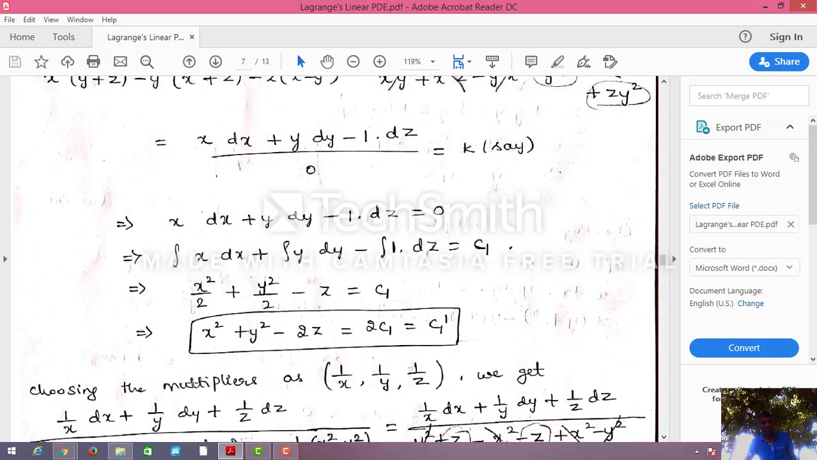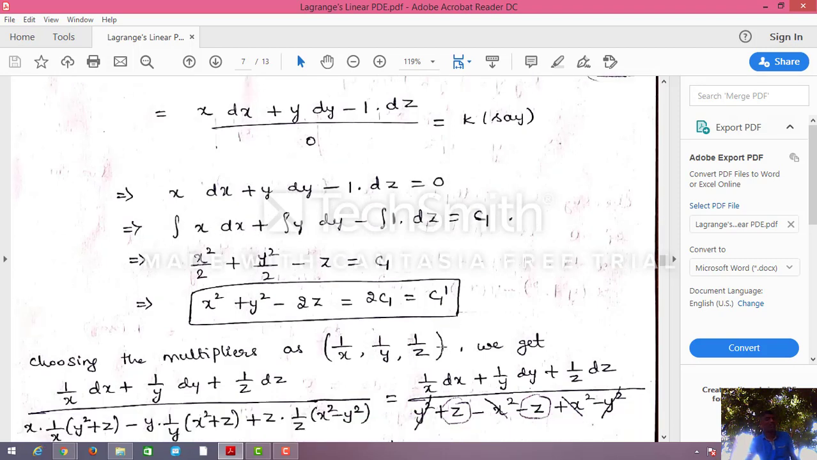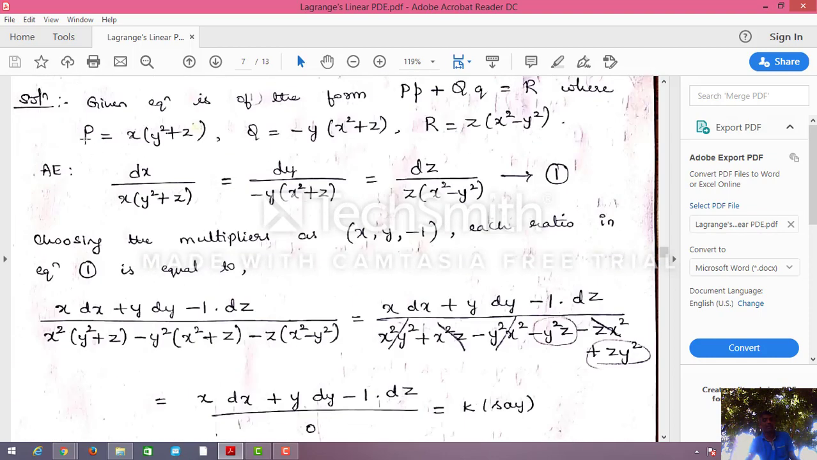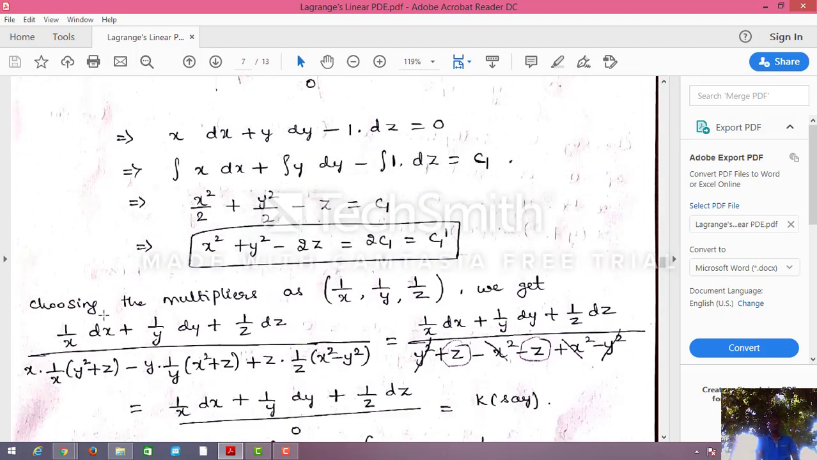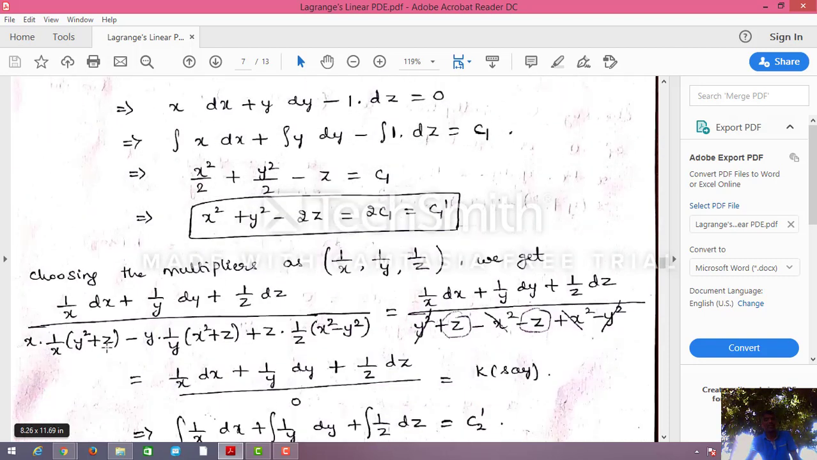Next, I choose the multipliers as 1 by x, 1 by y, 1 by z. If we choose like that, the denominator term will come 0. Always we choose the multipliers to make the denominator term 0. First term with 1 by x, second term with 1 by y, third term with 1 by z, multiplied in the numerator and denominator. That gives 1 by x dx plus 1 by y dy plus 1 by z dz in the numerator. In the denominator, x into 1 by x, minus y into 1 by y, and so on; I multiplied all these.